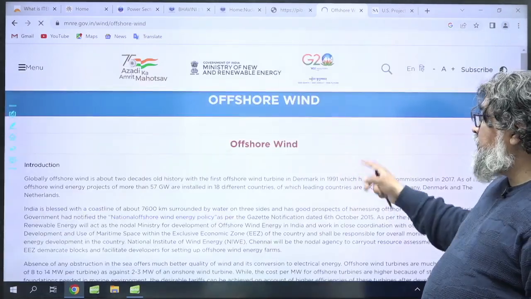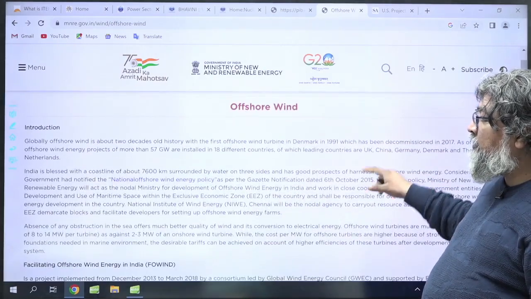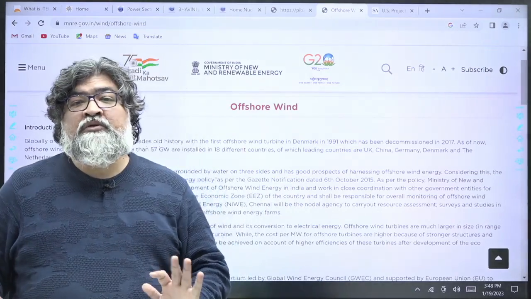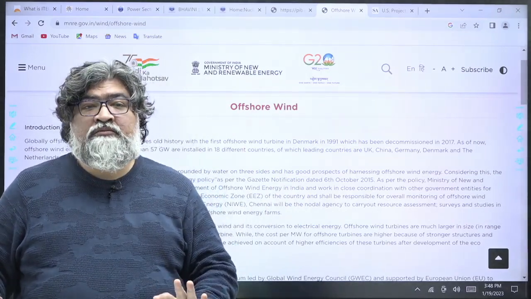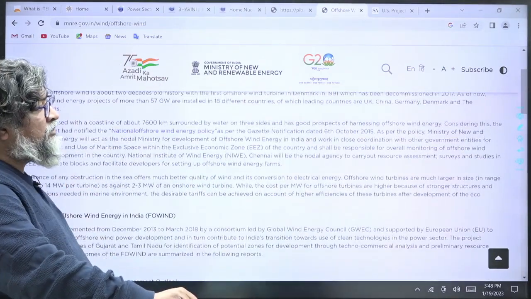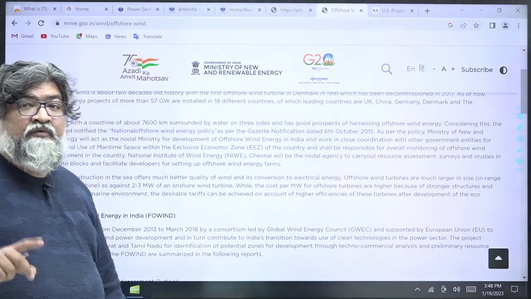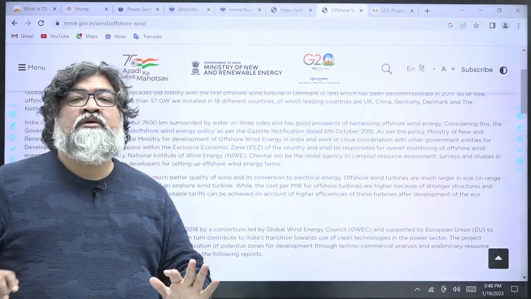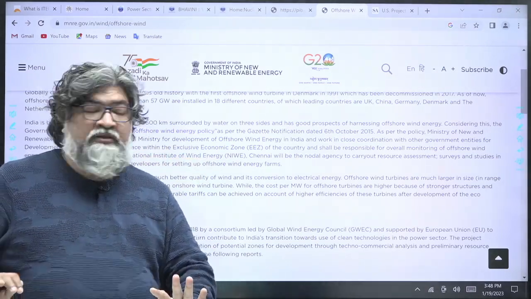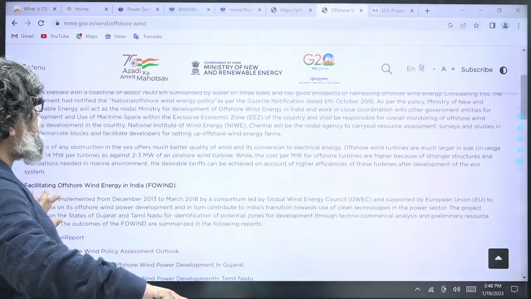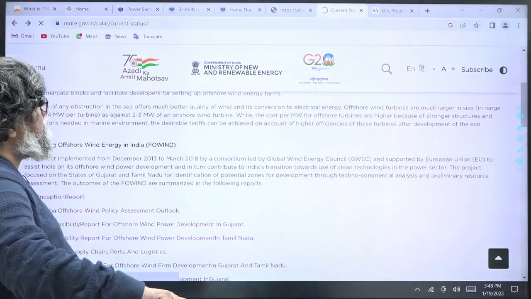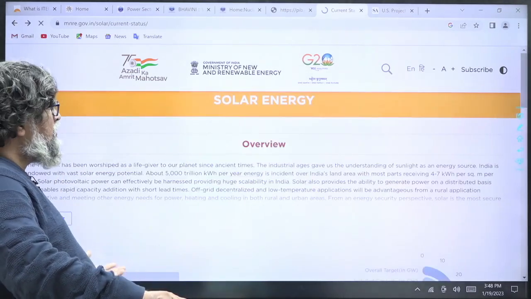So here you have this one, offshore wind, right? Then you have offshore wind, 57 gigawatt, more than that. 18 countries in the world have such offshore wind. Now India is also getting into that, right? Leading countries are UK, China, Germany, Denmark, and Netherlands for offshore. That is outside, in the sea and ocean, not on the land, on the water side. Now India has come out with a policy, right? We now have the national offshore wind energy policy, and we have a long coastline. There we can go for it, because we have a long coastline here.